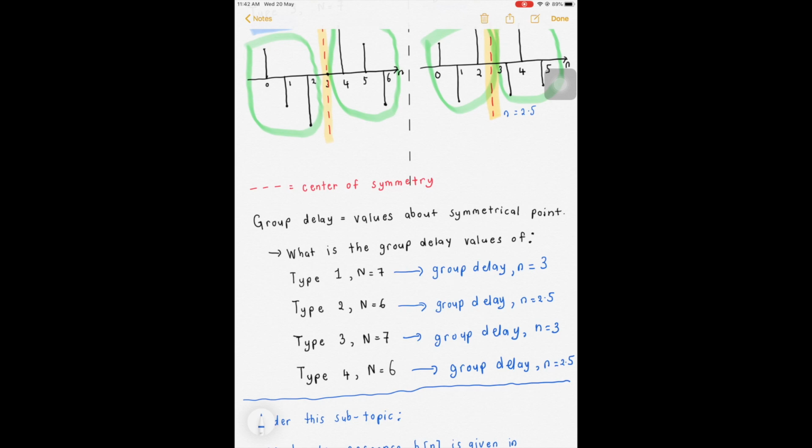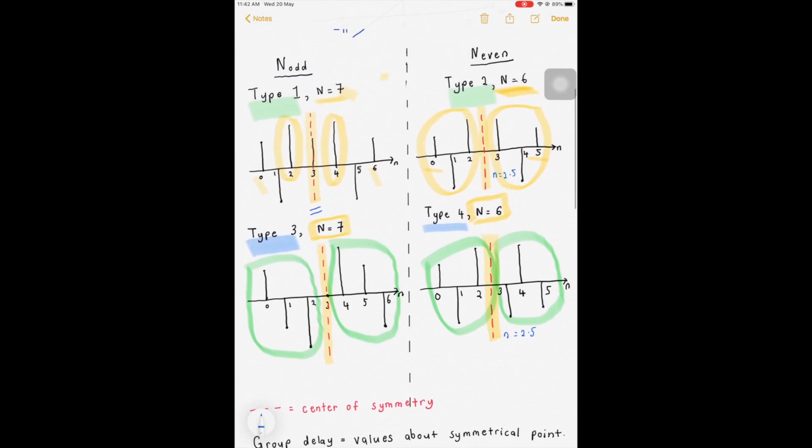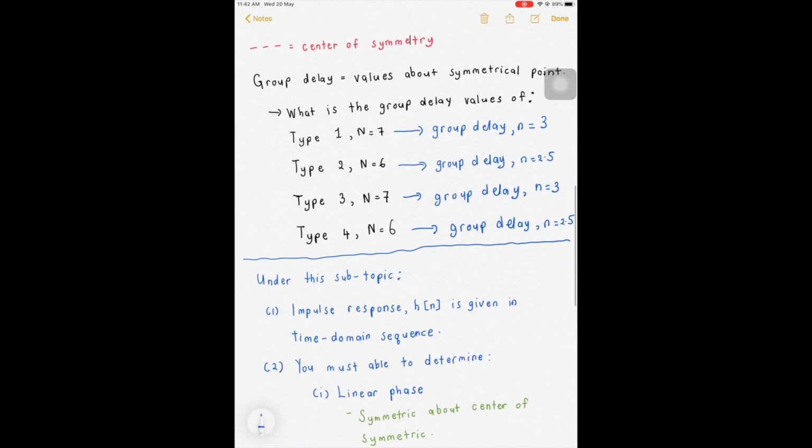So very easy for you to determine the group delay. Group delay depends on the center of symmetry value. So how to get the center of symmetry value? You have to imagine you fold the sequence. If the value at the positive side is the same as the negative side, then it is a symmetric sequence. But if the value at the positive side is the reverse value of the negative side, then it is considered an antisymmetric sequence.